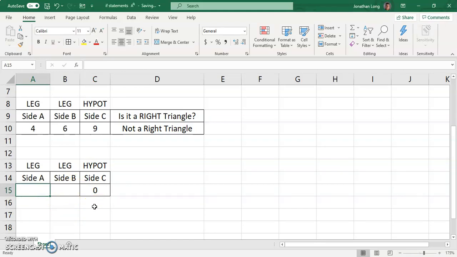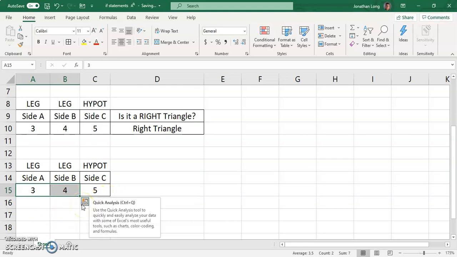So I'll pick some that I know work. What if I have a 3 and a 4, but I don't know the hypotenuse? 3, 4, 5. And I could go back up here and prove that it works. 3, 4, and 5. Yeah, that's a right triangle. So we now should be able to change the leg sides out, and it'll automatically calculate what my hypotenuse is, simply by square rooting the sum of the squares of the two sides.